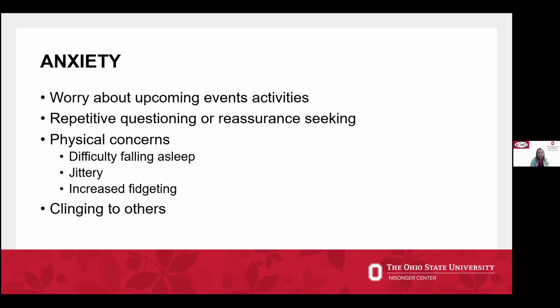Think about anxiety, worrying. So worrying about upcoming events or activities. This might look like someone who's repetitively questioning things, seeking reassurance over and over again. Those are some indications of the cognitive or thought symptoms of anxiety. Physical concerns: difficulty falling asleep, jittery, increased fidgetiness, clinging to others. These are things the research says can be ways that we see symptoms of mental health conditions showing up. So when we see these types of symptoms, we want to think about it and approach it.